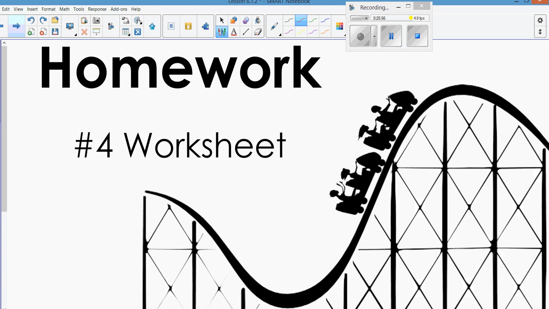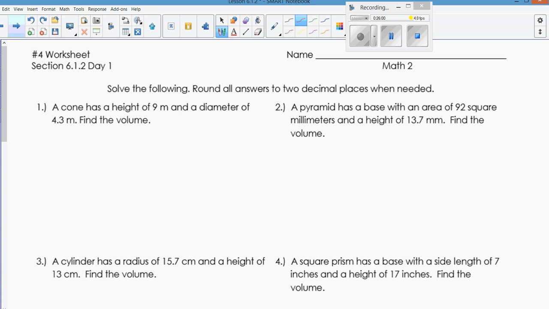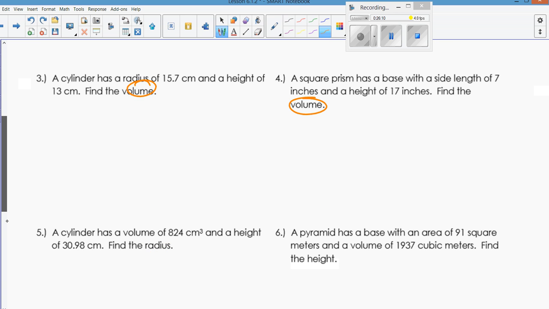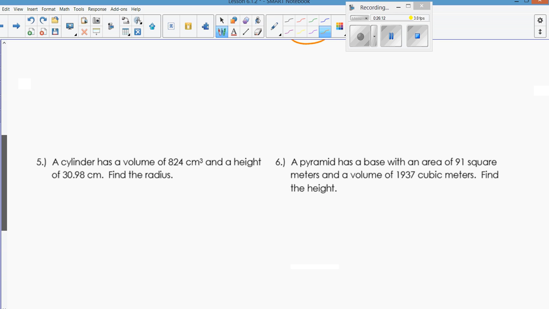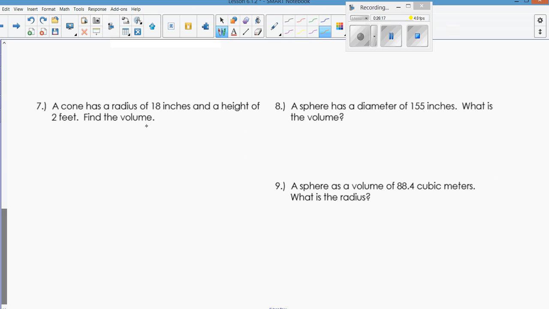Alright, so your homework is number 4, so you just need to go show the sub that you are done, and you can pick up this worksheet. And it's a lot of the same thing going back and forth. Find your volume, find your volume. So identify your shape, and then you can find your volume. Identify the area of the base. Find your radius, work backwards. Find your height, work backwards. Find your volume, work backwards.